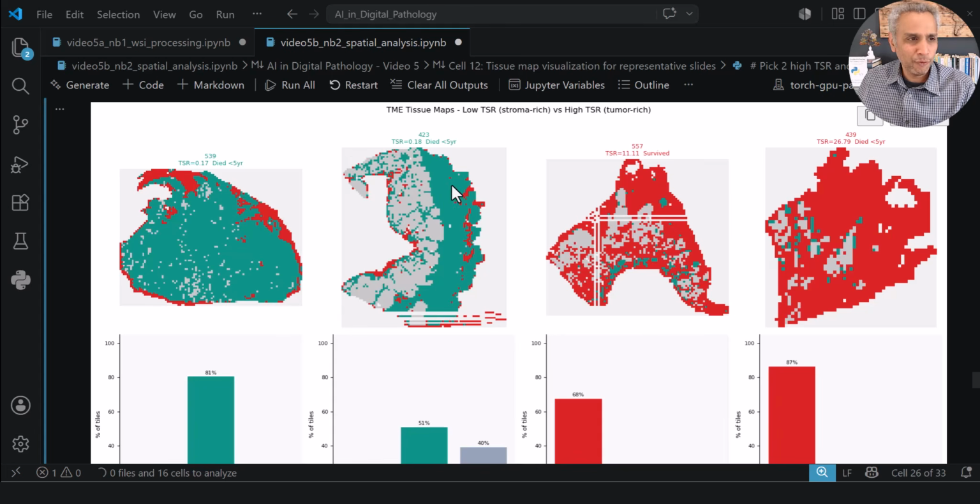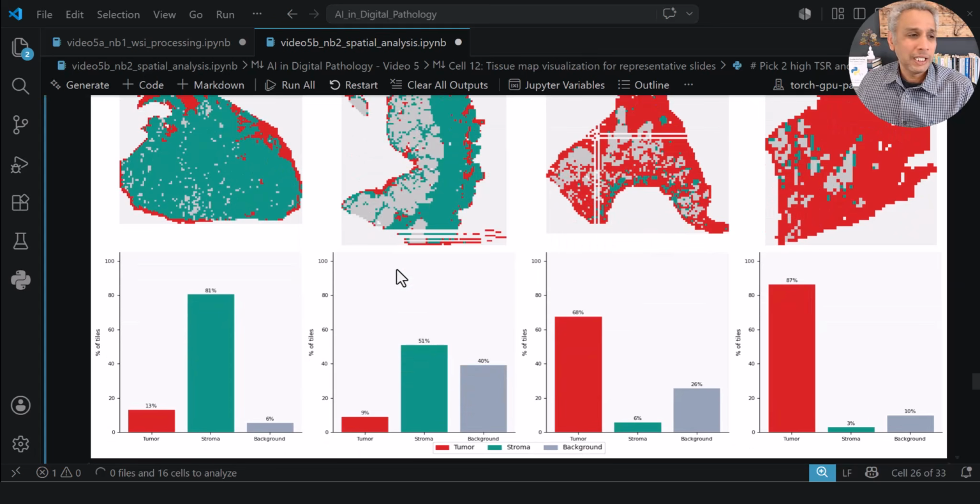Case 423 has a large gray region with a high background fraction, almost 40% background fraction. This probably corresponds to physical tissue damage or gaps in the biopsy section. So the classifier correctly identifies this as background rather than misclassifying it as tumor or stroma. This could be stroma. Again, this is exactly where I would pull up a couple of images from this region and try to understand what's going on. My honest guess is this is some tissue damage that probably looks like background.